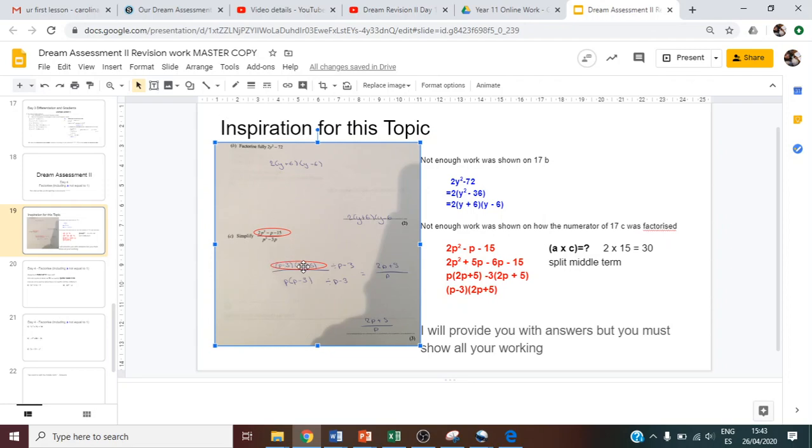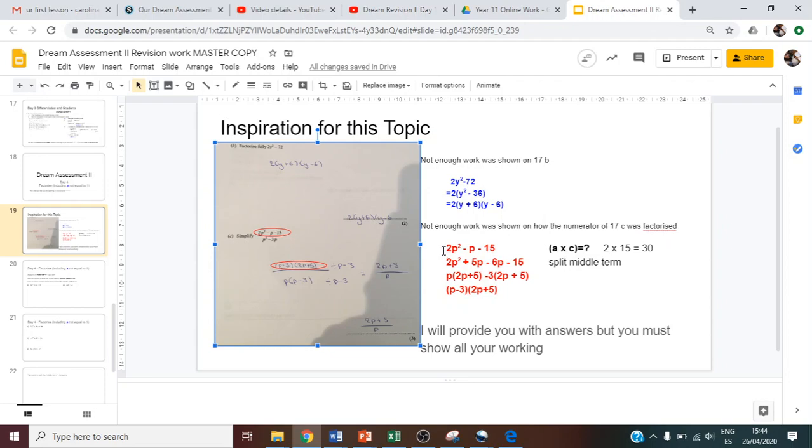They've directly written it as a bracket times a bracket. Now what we're practicing today is how do we get those brackets. And if I just left this up here as an example for you, I think a lot of people would really struggle with that and not know what to do. So we need to show how we can factorize a quadratic when there's something in front of the x squared term, or in this case p squared term.